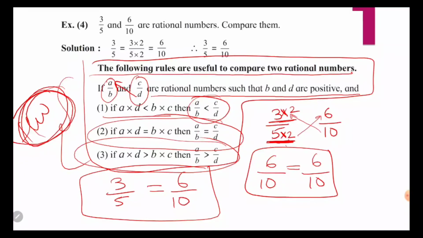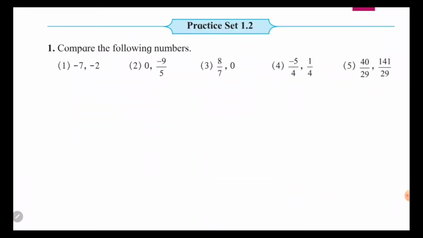Okay, now we will be starting our practice set 1.2. So this practice set is really very easy, and it will become more easy. I'll be showing you some tricks right now, वो आपको use करना है, and then you all can see that exercise जो है वो बहुत ही आसानी से solve हो जाएगा. Okay, now the first sum is -7 comma -2. We have to compare these two numbers.